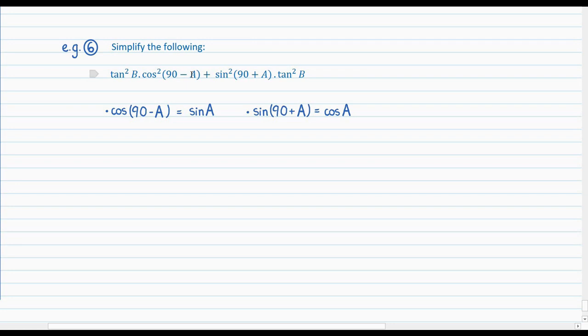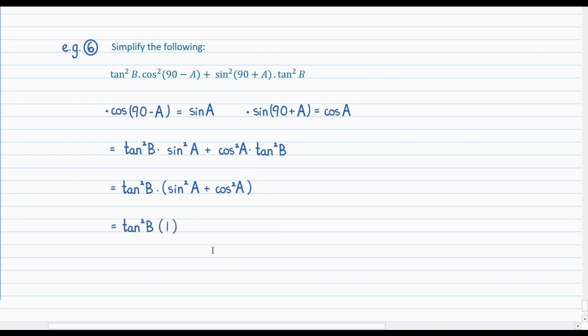Then you sub these in, giving tan squared B times sine squared A plus cos squared A times tan squared B. Then notice that both terms have a tan squared B in them, so you can factorize it out, giving tan squared B times (sine squared A plus cos squared A). And from the square identity, we know this is equal to 1, leaving the final answer as just tan squared B. So it seems like the whole different angle thing of A and B didn't really end up being such an issue in the end.